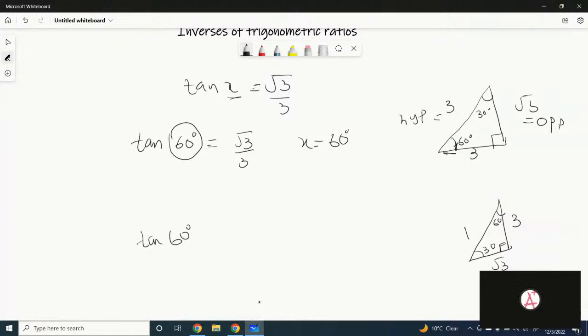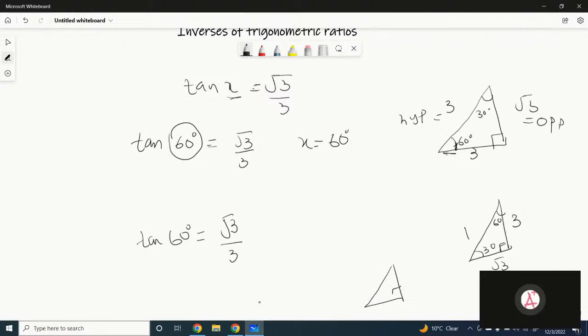It would be the opposite divided by the adjacent. So opposite is square root 3 and adjacent is 3. That means the tan of angle 60 is square root 3 over 3. Got it? Okay, then you have the other case of the triangle when two of the angles are 45.